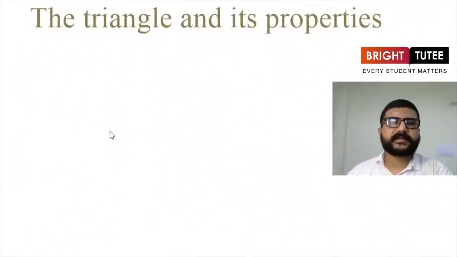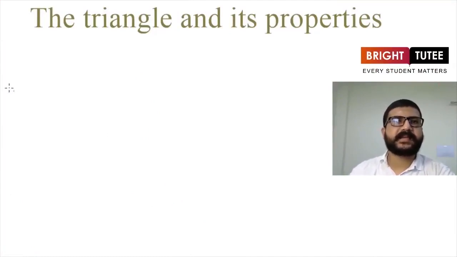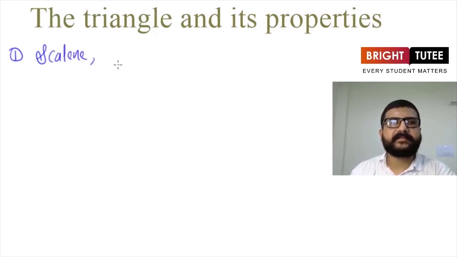Hello students, in this chapter till now we have studied how to classify triangles on the basis of their side lengths and on the basis of their angles. So we have seen that on the basis of side lengths we are having three types of triangles. The first one is if all the side lengths are different, then the triangle is known as scalene triangle. And then we have seen if two of the side lengths are equal, then it is known as isosceles triangle.